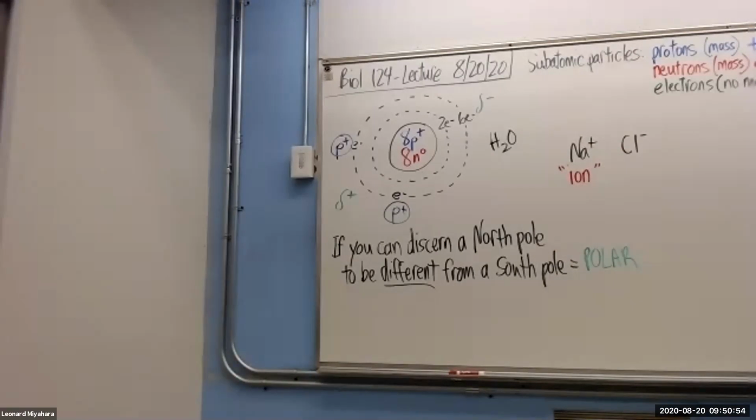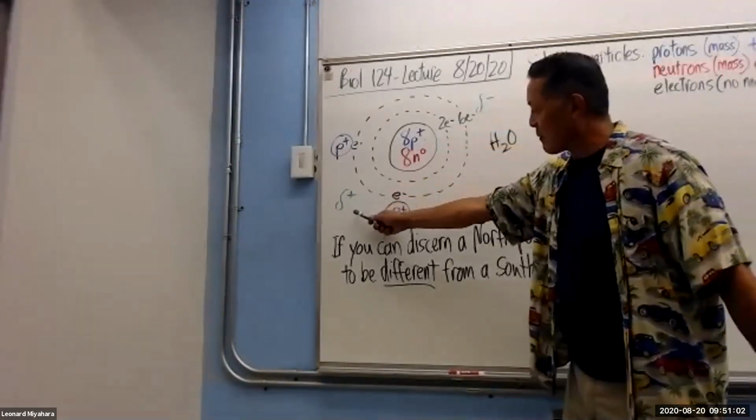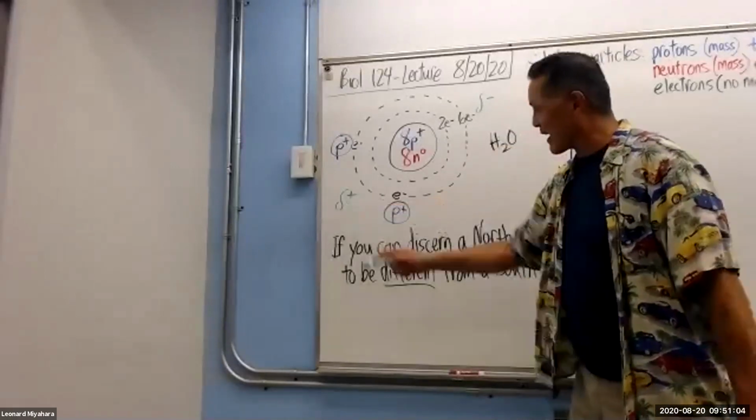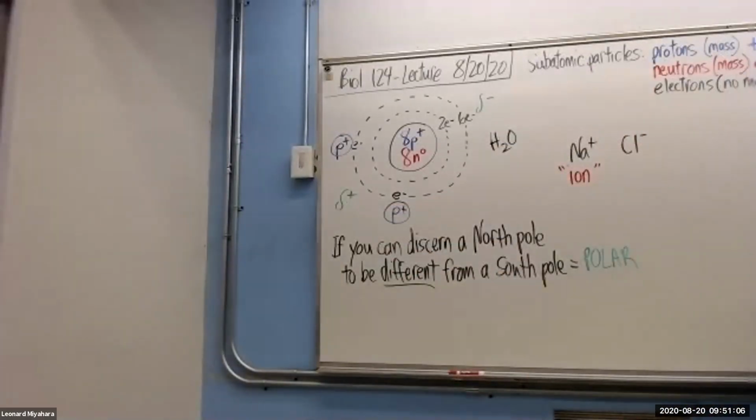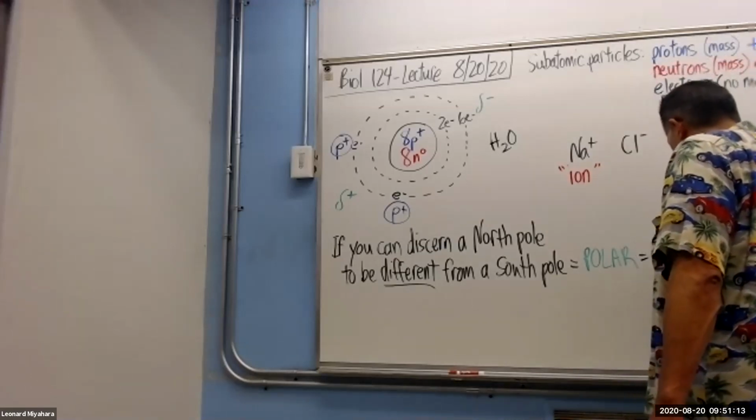That's the easiest definition I could give you. If you can discern a North Pole, in this case slightly negative, that is different from a South Pole, this is slightly positive, it's polar. Since water is polar, everything that is polar loves water.